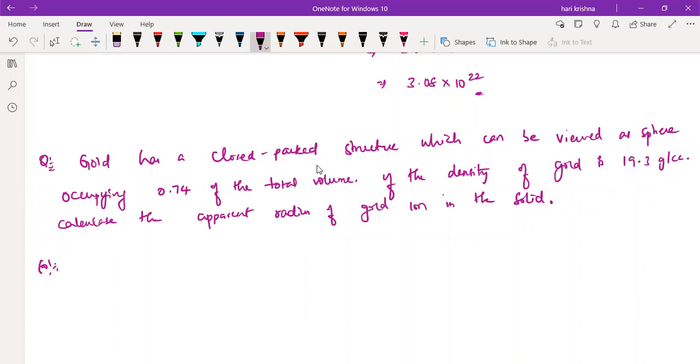Gold has a closed packed structure which can be viewed as spheres occupying 0.74 of the total volume. If the density of gold is 19.3 gram per cubic centimeter, calculate the apparent radius of the gold atom in the solid.